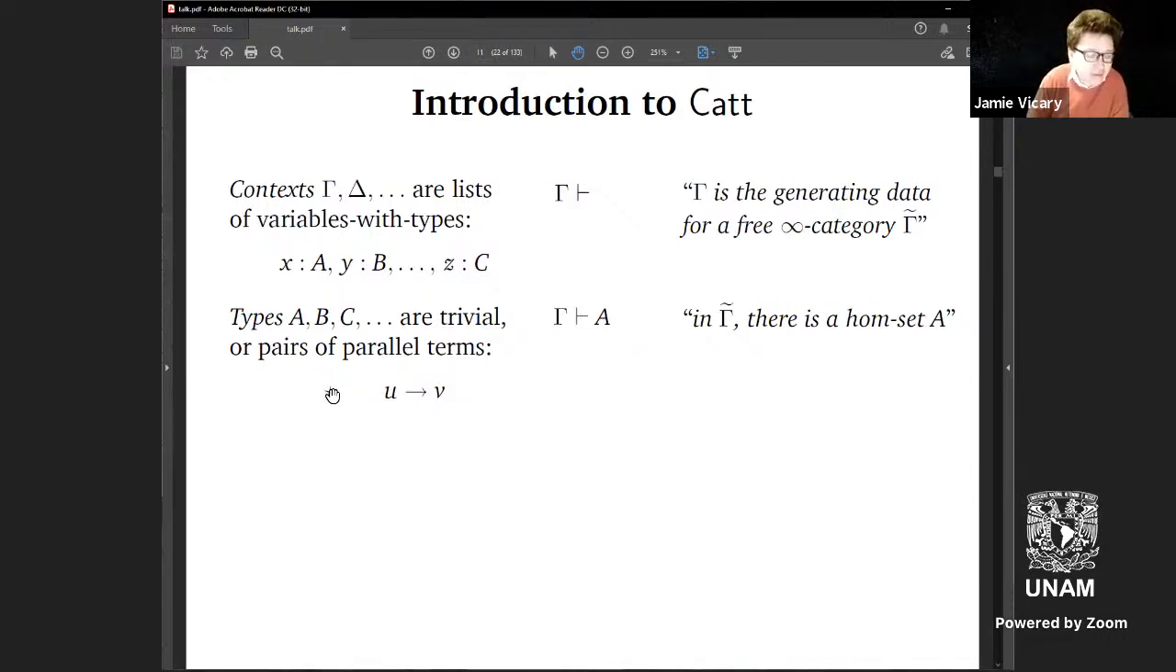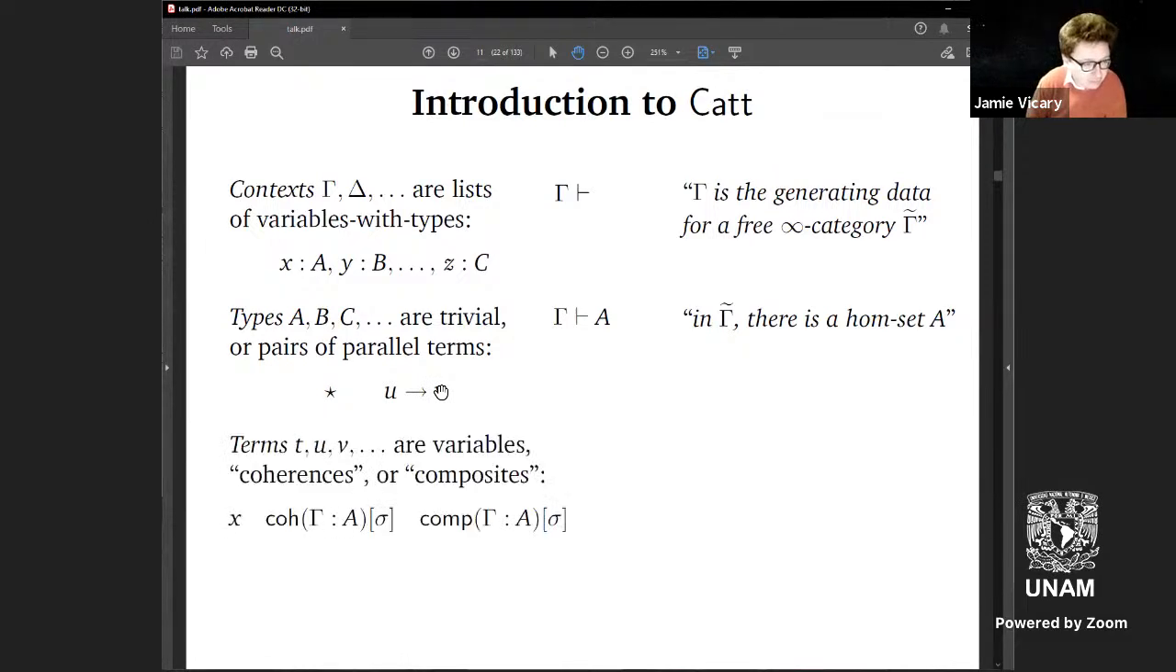So star is like the Hom set that contains the objects. So that's like a fake extra Hom set that's convenient. So we can pretend that the objects are in a Hom set. And if U and V are a pair of parallel morphisms, then U arrow V is a Hom set in our infinity category, right? That makes sense, I hope. Shout out if it doesn't.